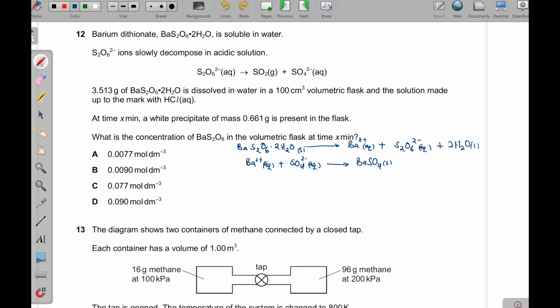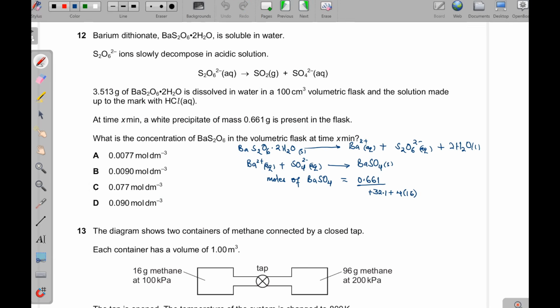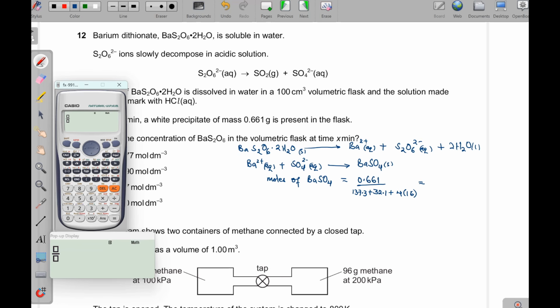I'll begin by finding moles of barium sulfate. This one will be equal to 0.661 out of, we need the MR of this one. So what is the AR of barium? Sulfur is 32.1, then plus oxygen, this one is 16. So we need the one of barium. When we come to the periodic table, for barium it is 137.3. So what does this one give us?